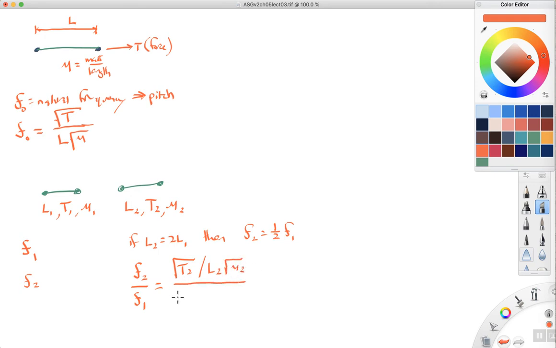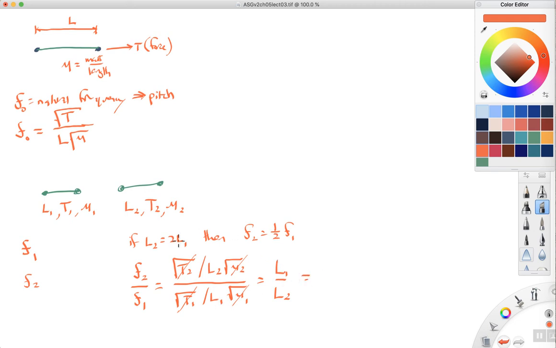And string 1, there's the tension of string 1 divided by the length of string 1 times the mass per unit length of string 1. Let's imagine that tension remains the same and the mass per unit length remains the same, and just the length varies. If the tensions are the same, these cancel out. If the mass per unit length is the same, these two cancel out, and you're left with the ratio of L1 over L2, because this is in the denominator of the denominator, and so on.